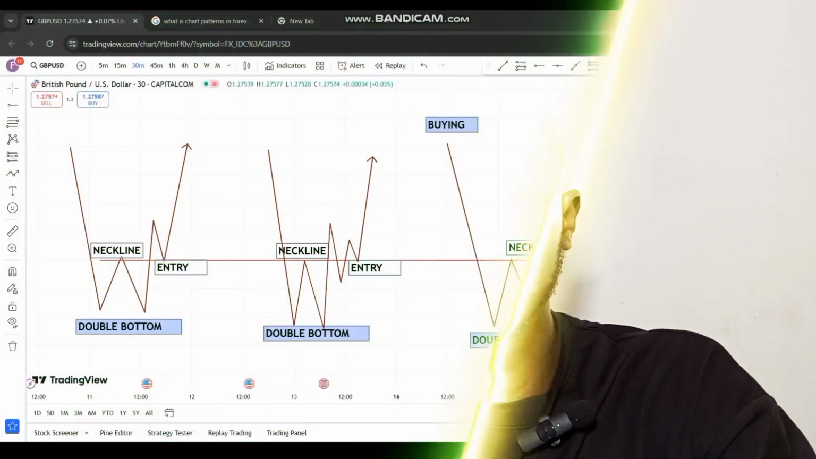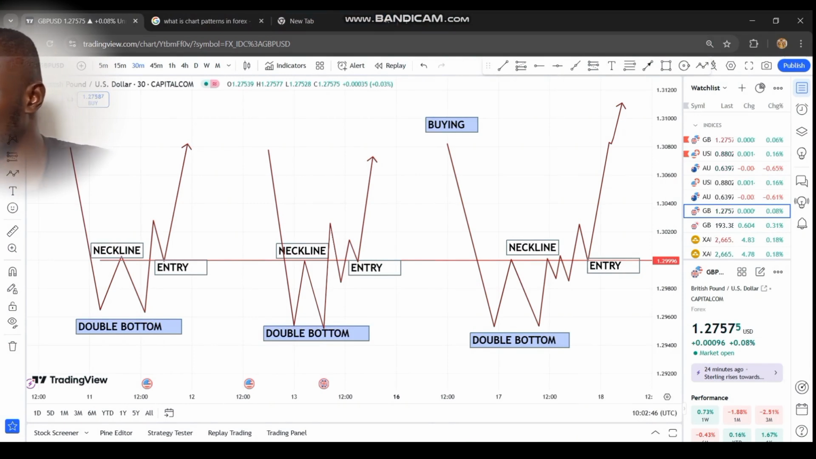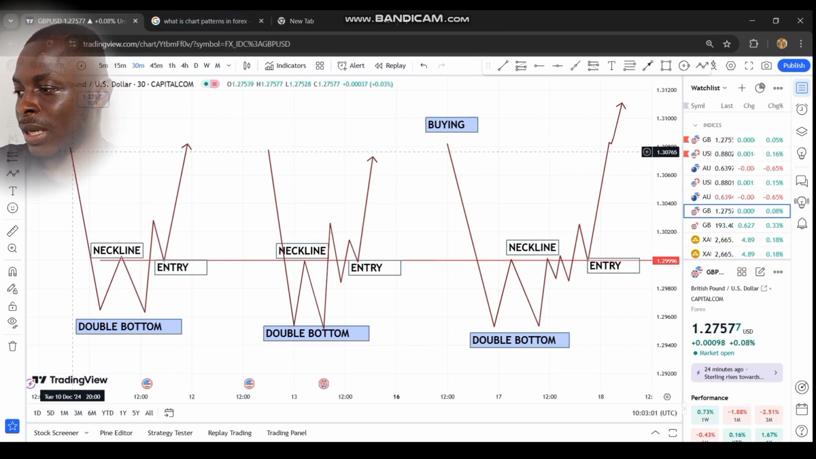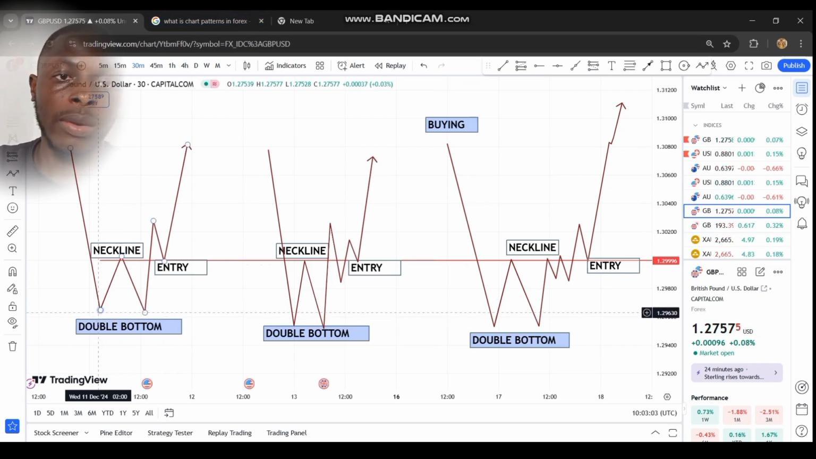So next on the list is the double bottom, or what we call the W pattern. The formation looks like a W. This is the graphical representation of the double bottom, or W pattern. Price comes from a downtrend, forms the first support, then the second support, breaks through the neckline, and then comes back to retest the neckline. That should be our entry.